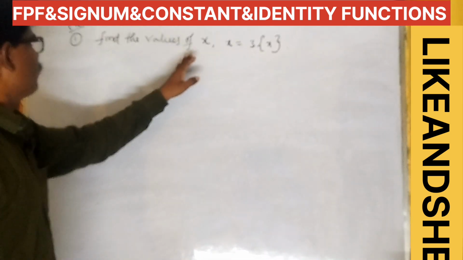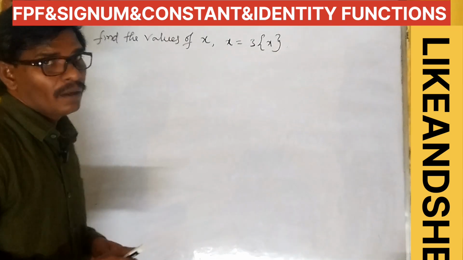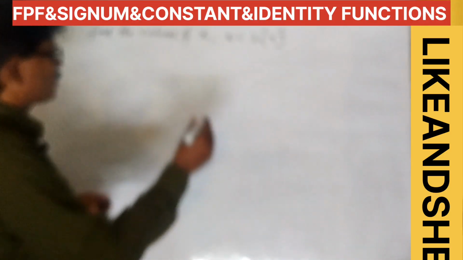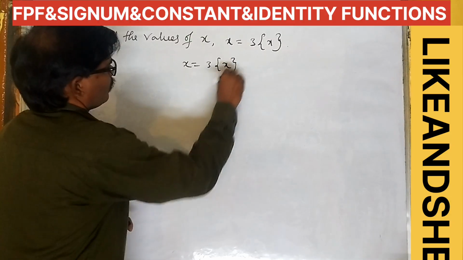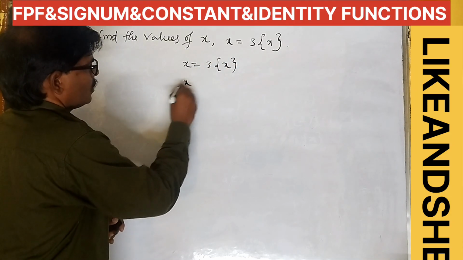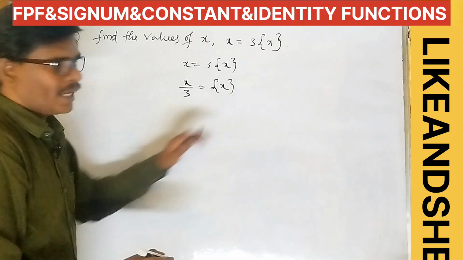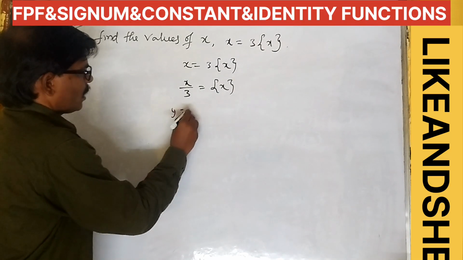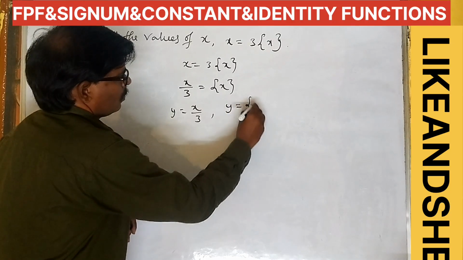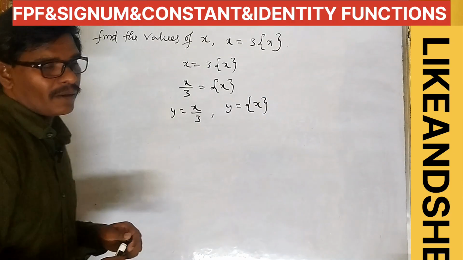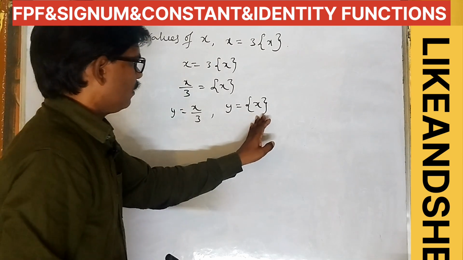Okay, understand. Question number 1: find the values of x such that x equals 3 times the fractional part of x. What is given? x is equal to 3 times the fractional part of x. Taking this side, x by 3 equals the fractional part of x. Take y equal to x by 3, and also y equal to the fractional part of x.